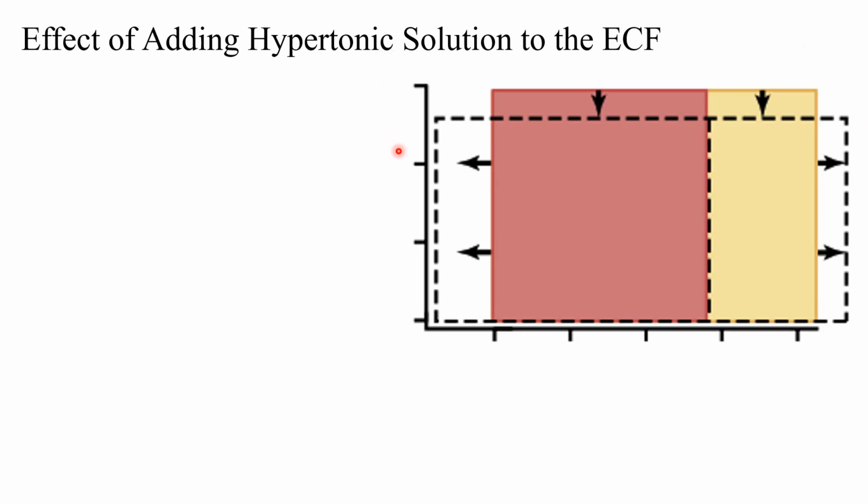So when you add hypertonic solution, meaning more salt, what will happen? That will increase the osmolality. You are adding it into the extracellular fluid, right? So more salt added, osmolality increasing. When it becomes hypertonic in comparison to the cell, what will happen to the water?